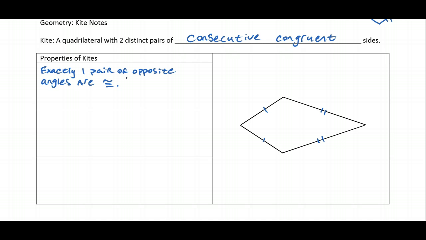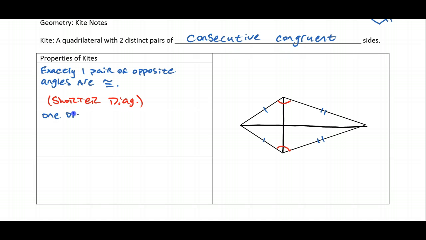Now, it's always the angles on the shorter diagonal. Now, I'm going to draw in two diagonals here so we have a sense of what we're working with, because those become very important moving forward. Okay, so the congruent angles, and I'm going to write this in a different color so it pops out, are always on the shorter diagonal. So that means this entire angle and this entire angle, because here's your short diagonal, here's your long diagonal.